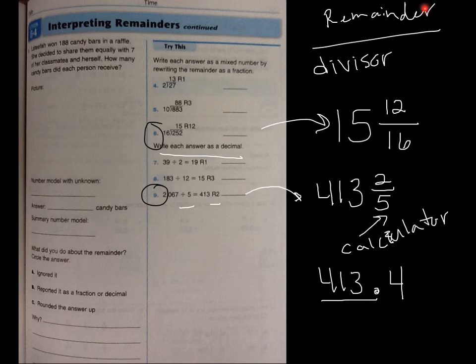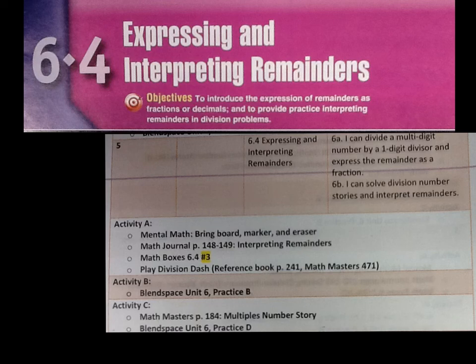Remainder divided by divisor gives you a fraction. When we go from fraction to decimal, you need to use a calculator. You keep the whole number the same, and you do the fraction, you divide it to get your decimal. We will write that reminder up on the board so that you have your fractions and your decimals to work with. So today, again, we're on lesson 6.4. We're figuring out those remainders.